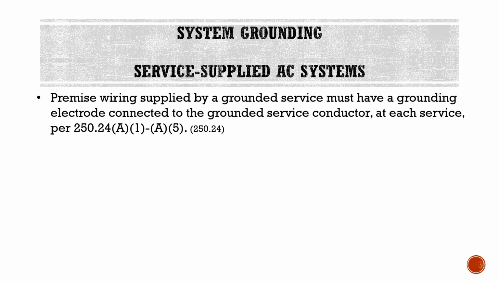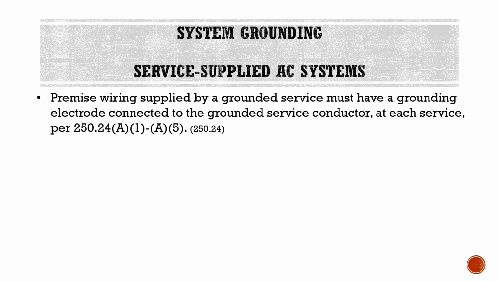We're going to be taking a look at service supplied AC systems. So these are AC systems that are supplied by a service. Premise wiring supplied by a grounded service must have a grounding electrode connected to the grounded service conductor at each service per 250.24 A1 through A5.